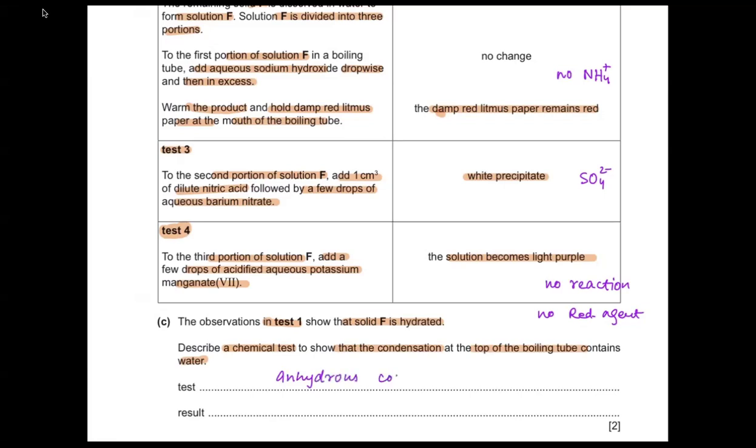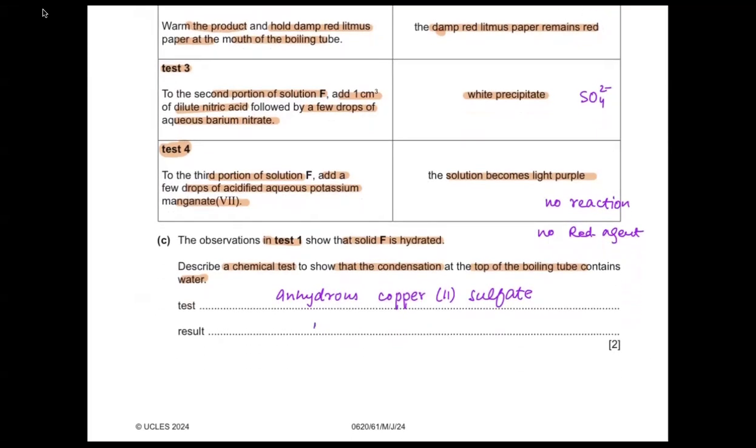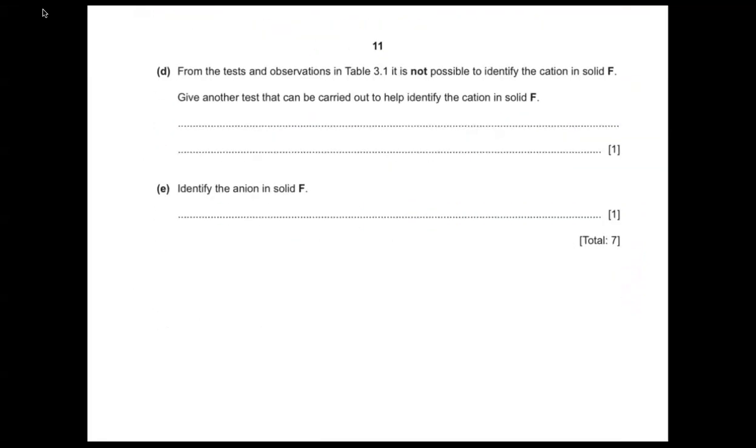To test for water, what do we use? Anhydrous copper(II) sulfate. And the result is white to blue. Is this clear to all of you? Okay, sir. Okay.